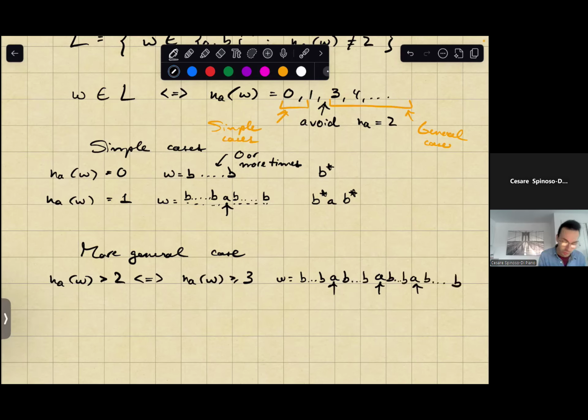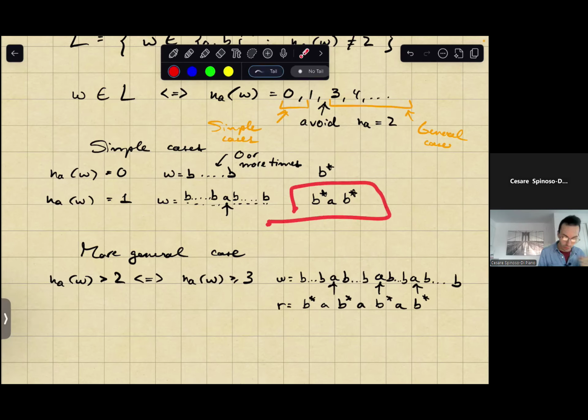And then one might conclude that the equivalent regular expression is B star A, B star A, B star A, B star. This would be a natural conclusion, but this regular expression R actually only denotes strings that have exactly three A's, by the same logic as I followed here, because here I have exactly three A's.